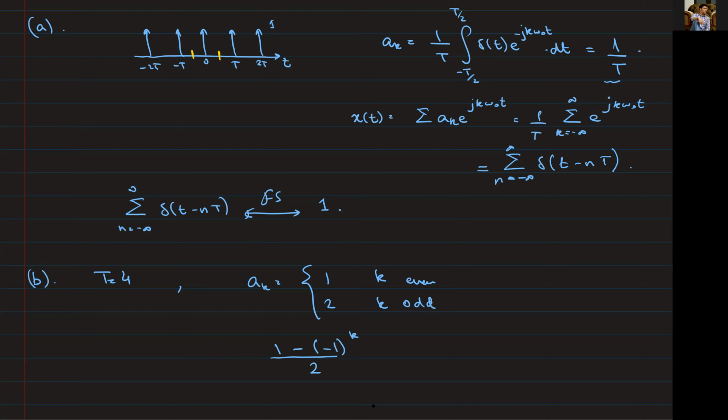Sir, the power K of -1 actually shows whether K is even or odd. If we take K as even, then this becomes 0, and for odd it becomes 1. So this thing here is equal to 2 divided by 2, that's 1, right? So this is 0 when K is even and equal to 1 when K is odd.